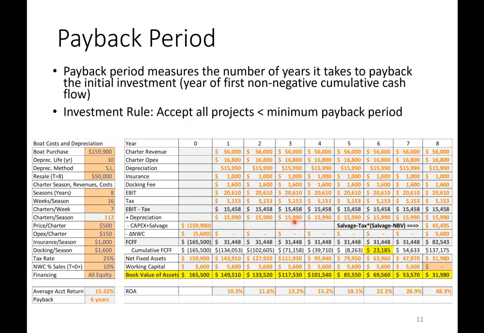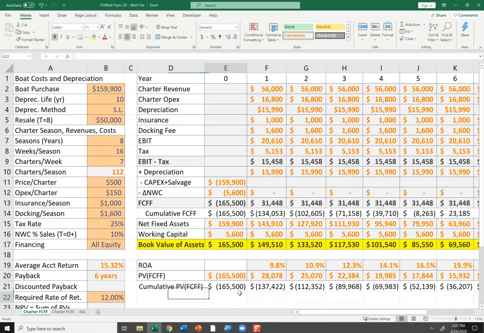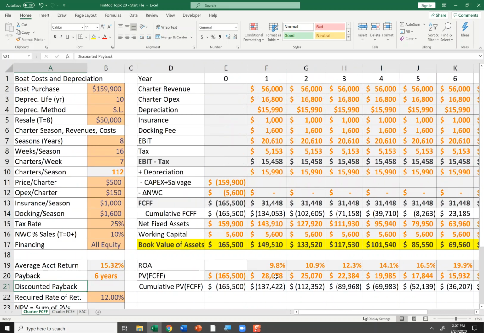And that's very similar to something called the discounted payback. You're going to do the same thing, except you're not going to use the cash flows. You're going to use the present value of the cash flows. So I actually have this done for you here, here's the present value of cash flows. So notice there's my 165 over 1 plus my discount rate to the 0 power, 1 power, and so on. So this is the present value of all cash flows. If I just take the cumulative present value of cash flows, the first year in which it is non-negative appears to be year 8. So in that case, my discounted payback is 8 years.